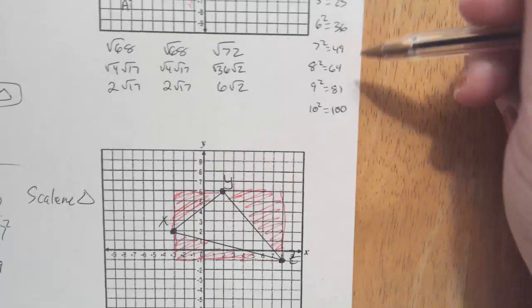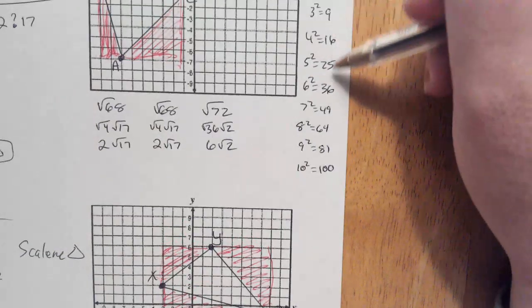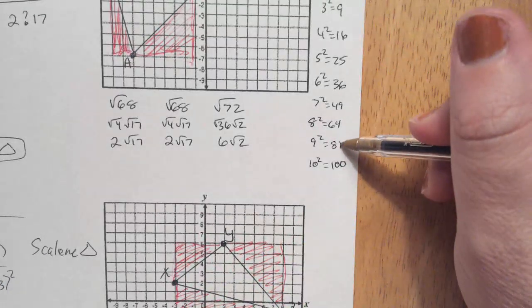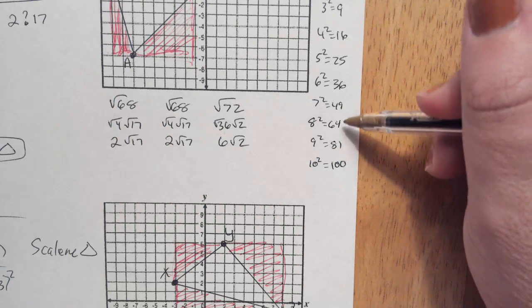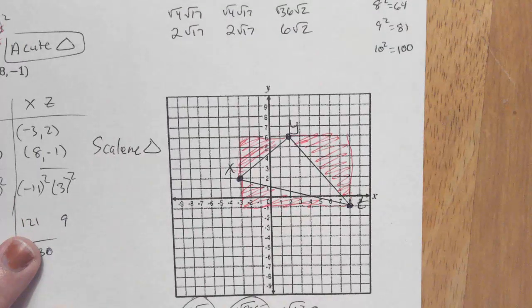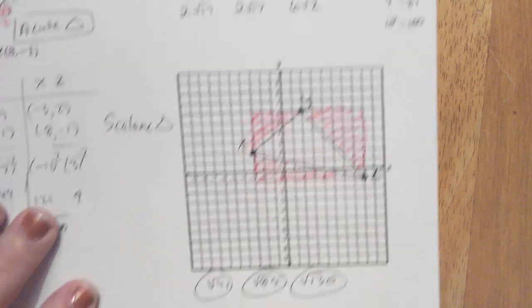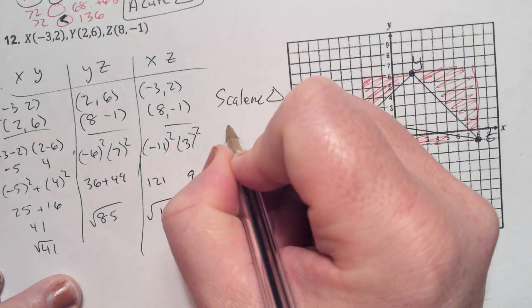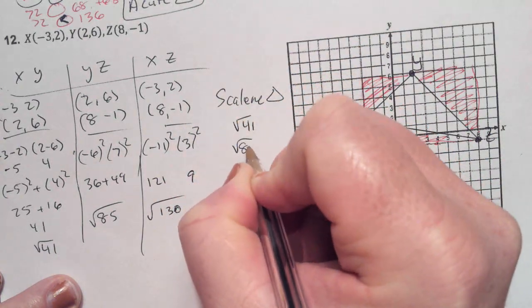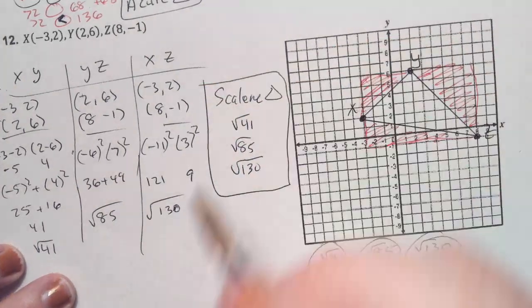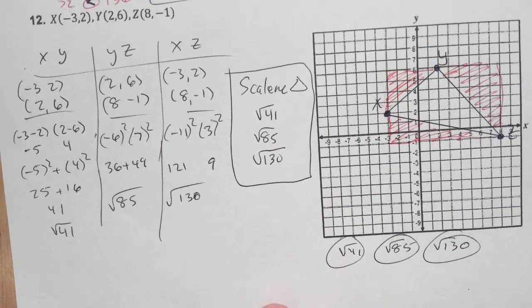Okay, 41, I would divide all these numbers out. Nothing worked. So the square root of 41 was done. Square root of 85, I would try 81. That's a decimal. I would try all these numbers. None of them, when I divide by these numbers, would end up as a whole number. And same thing with 130. So I was stuck with all of these. My side lengths from least to greatest were the square root of 41, square root of 85, and square root of 130. So none of these could have been made simpler. Okay, and that would have been our answer.